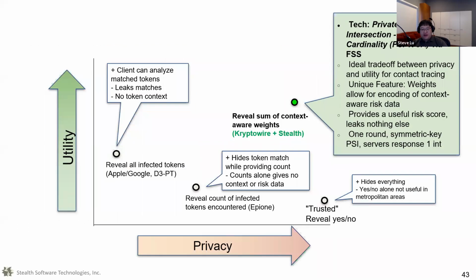All right, so just as a one slide summary at the very end, comparing this to other contact tracing solutions, there are solutions where you might want to just reveal all infected tokens. There are solutions that only reveal counts. There is the ideal solution that reveals just a trusted yes or no. But we're looking for something that provides a richer result in terms of weights, and also has the privacy where the clients do not learn the infected tokens, they only learn the result of the weighted size of the intersection.